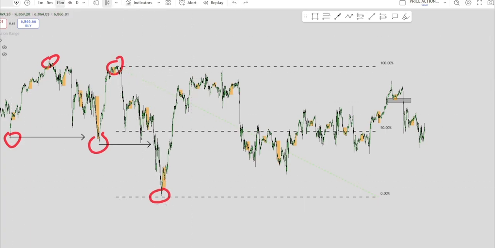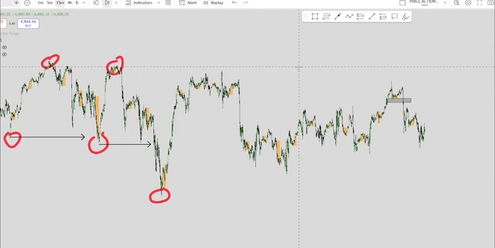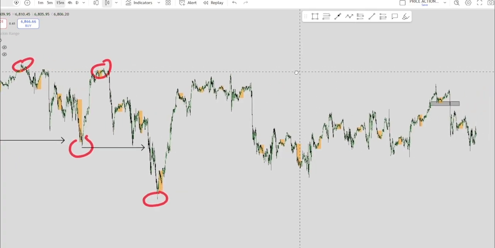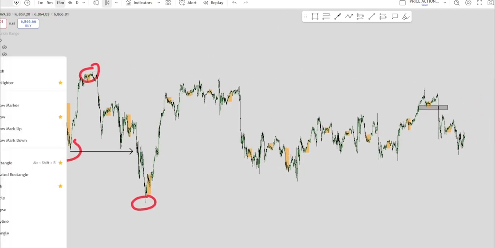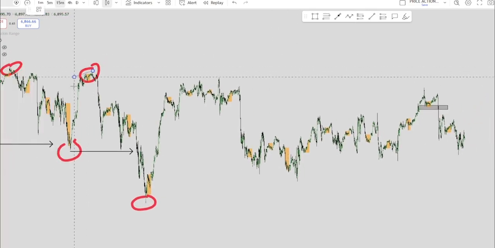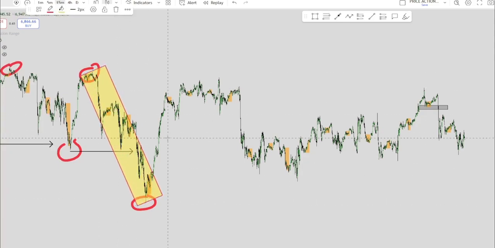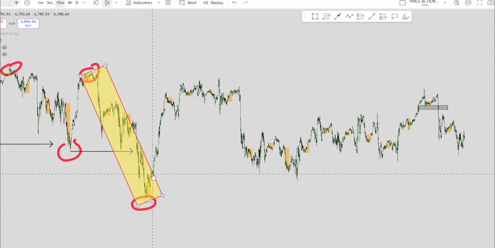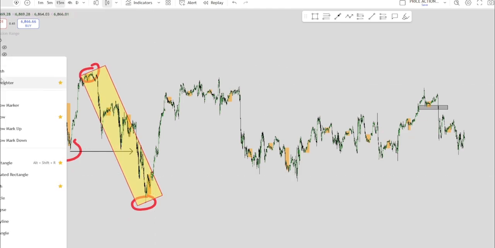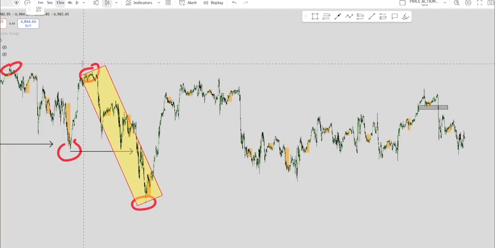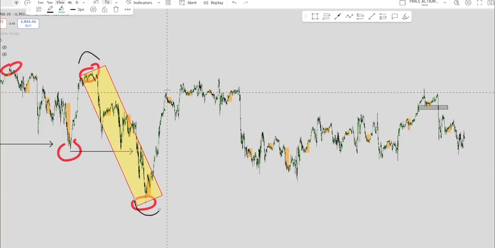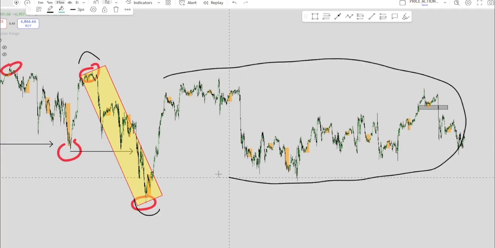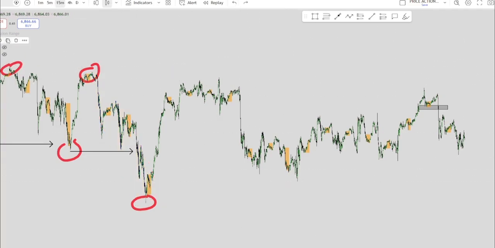Once you understand the structural high and low, you then want to understand the dealing range. The dealing range is very simply the most recent high, which in this case is here, down to the most recent low. So this is the dealing range, this high and this low. The reason the dealing range is important is because it tells us that everything in between this high and low is internal. This here is all internal structure. It's important to understand that.